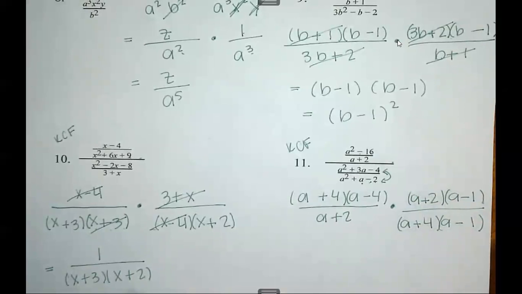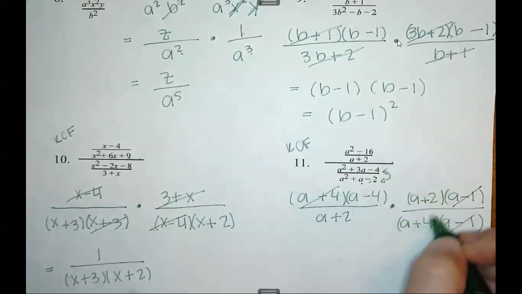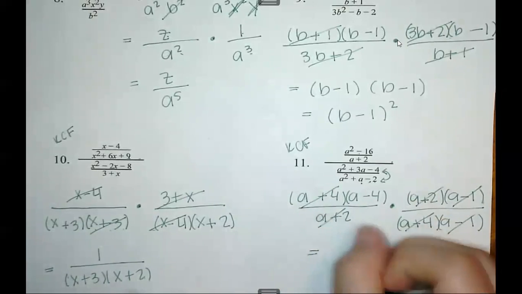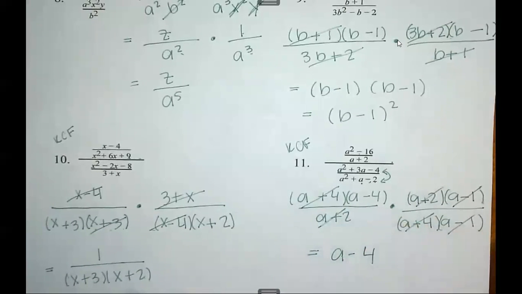All right, now I'm just looking for things that I can get to cross out. So I have an a minus 1 and an a minus 1. I have an a plus 4 and an a plus 4. And I have an a plus 2 and an a plus 2. So that means all I'm left with here is a minus 4.